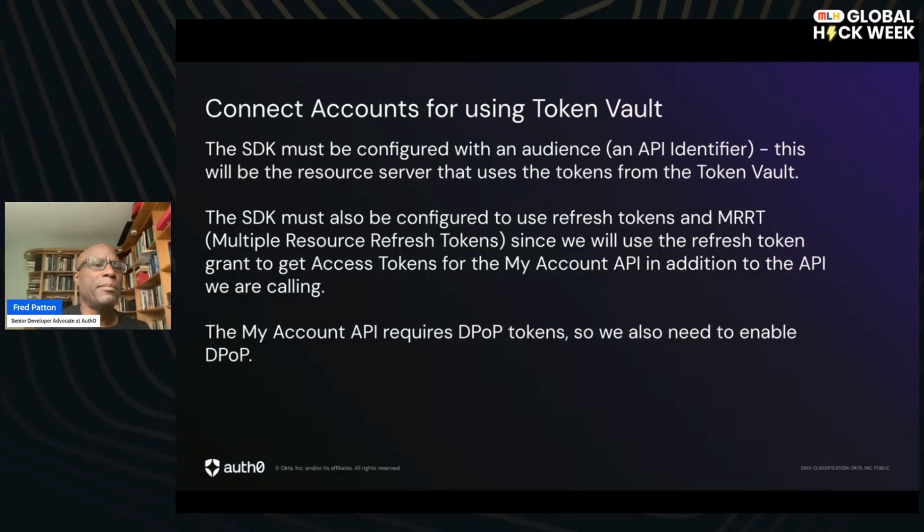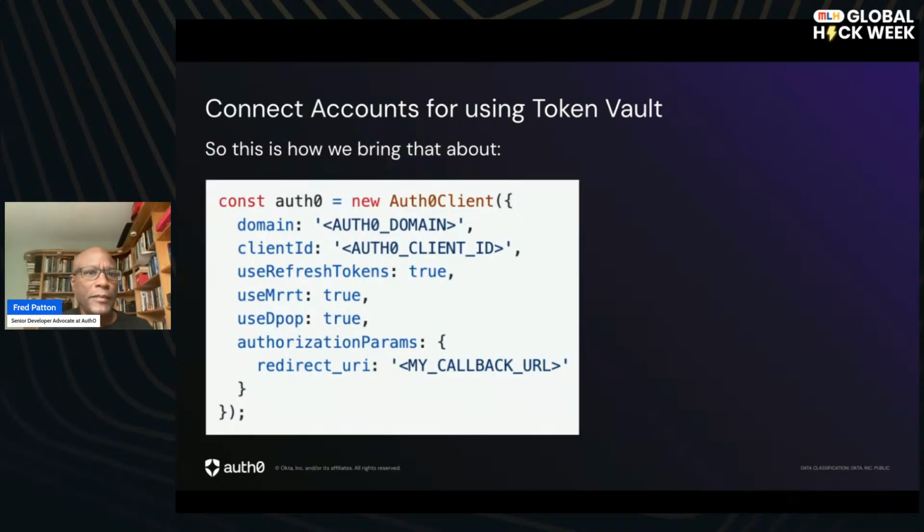So here's how we enable DPoP. To connect to the Token Vault, as before, we're going to set DPoP to true. We're also going to set MRRT to true. It's going to use the multiple refresh tokens enablement. Use refresh tokens also needs to be true. And then we're going to create that Auth0 client. And now it's going to be able to not just use DPoP, but use DPoP with the Token Vault.